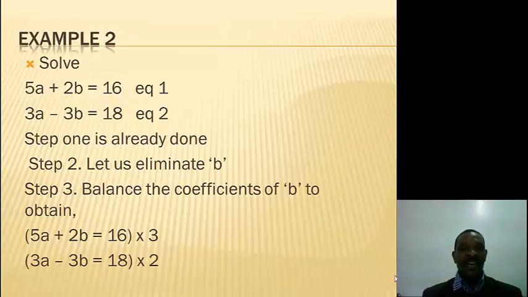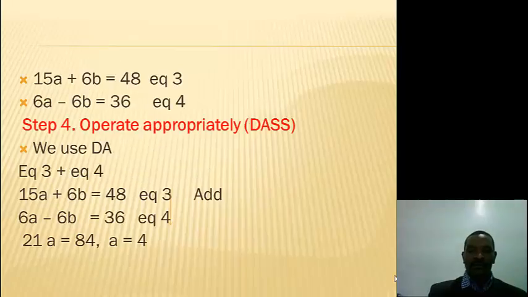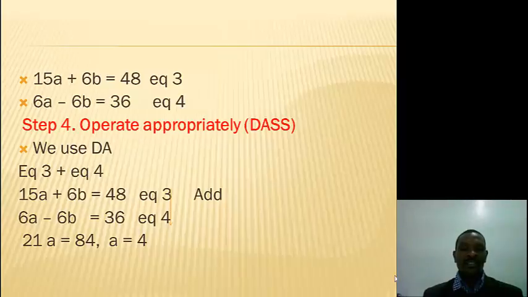Let us see how this plays out. Step number 3, balance the coefficients of b. The LCM of 2 and 3 is 6. To make 2 become 6, we multiply the whole of equation 1 by 3. To make 3 become 6, we multiply the whole of equation 2 by 2. What do you obtain? 15a plus 6b is equal to 48 as equation 3. 6a minus 6b is equal to 36 as equation 4.